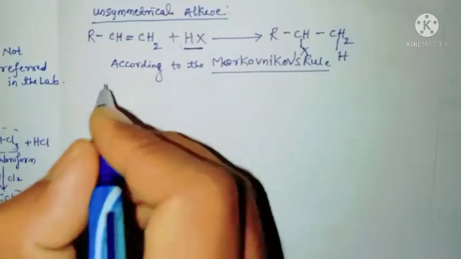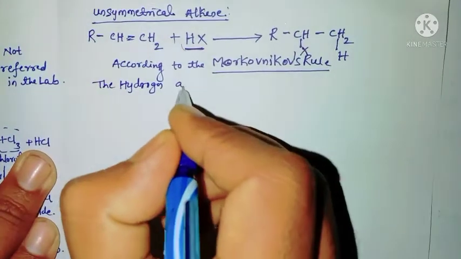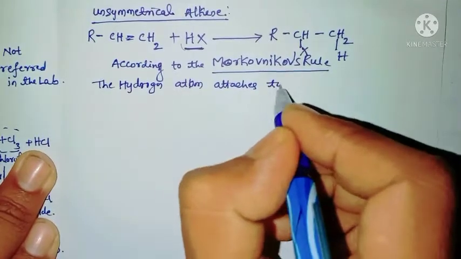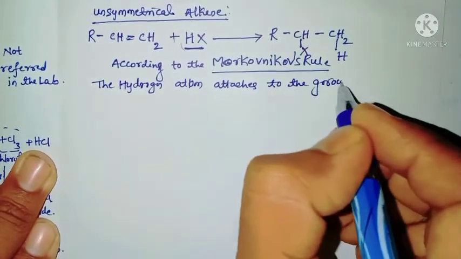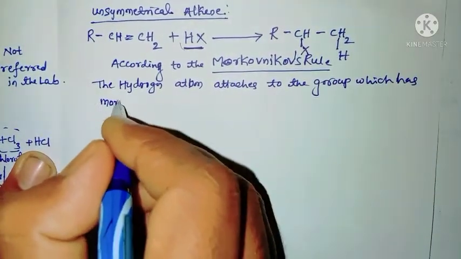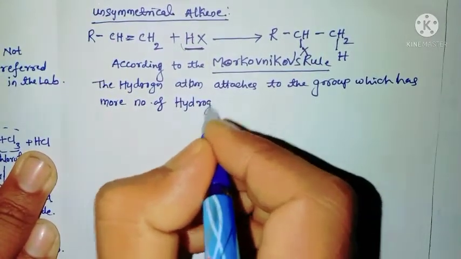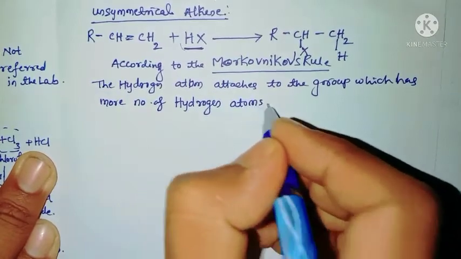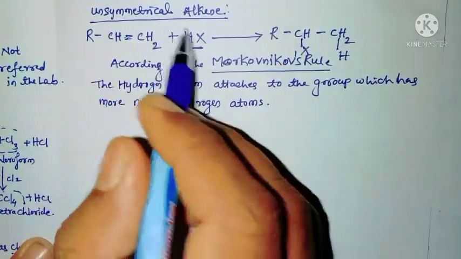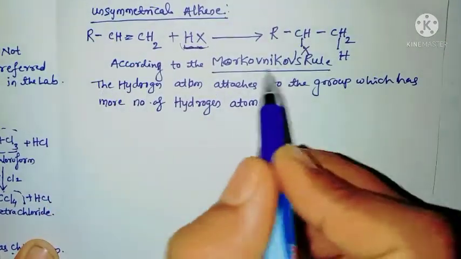The rule states that the hydrogen atom attaches to the carbon which has more number of hydrogen atoms. So this is Markovnikov's rule, which states that in the addition of HX to an unsymmetrical alkene, addition takes place according to Markovnikov's rule.